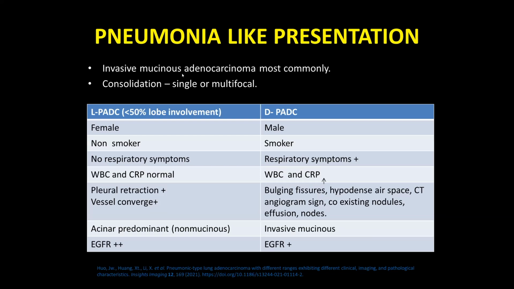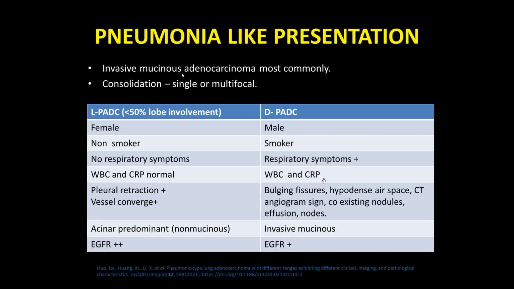So the commonest histological type which will produce this is an invasive mucinous adenocarcinoma, and I told you why. So this consolidation, pneumonia-like thing can either be single or multifocal. It can be both lungs, multiple areas in a lobe, or multiple lobes, and so on. So there is some distinction between the morphological types and the radiological patterns. If it is a localized type of consolidation, less than 50% of one lobe, it is not usually mucinous, but rather it becomes an acinar predominant. But if it is multiple areas of consolidation, it's more likely to be invasive mucinous adenocarcinoma.